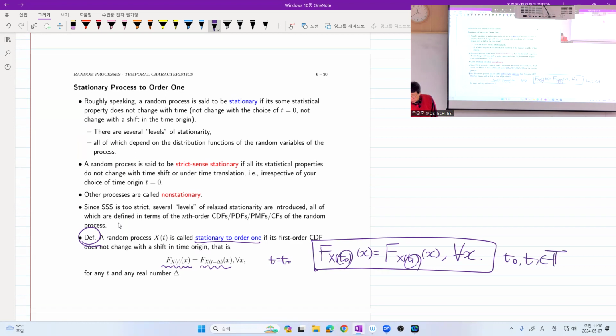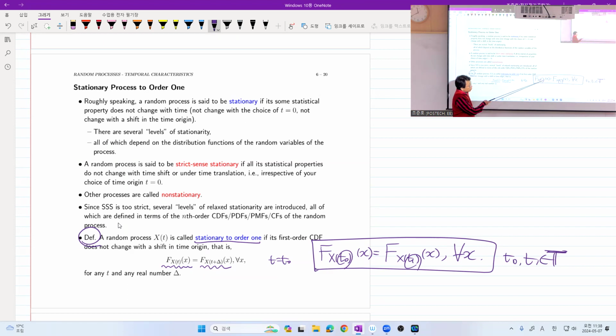Let me use capital T. This could be a discrete set or a continuous set. It could be a finite interval, but as long as you have uncountably or countably infinite number of time instants, then it's a random process. Got it? But be careful.